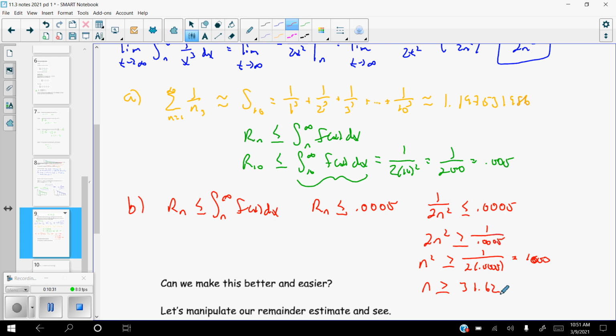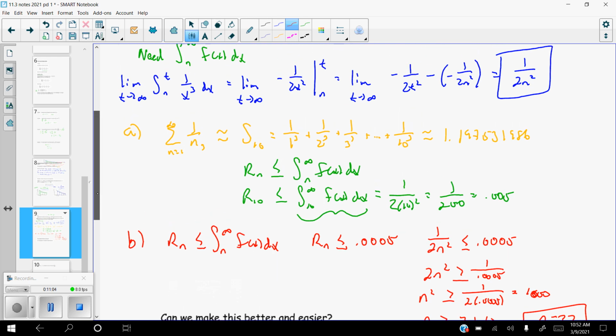But remember that n has to be a whole number because we're talking about the counters. So really, if n has to be greater than or equal to 31.62, we know that n is 32. So what that's saying ultimately is that it's going to take 32 terms. So it would take an S sub 32, the sum of the first 32 terms, to be accurate to 0.0005.